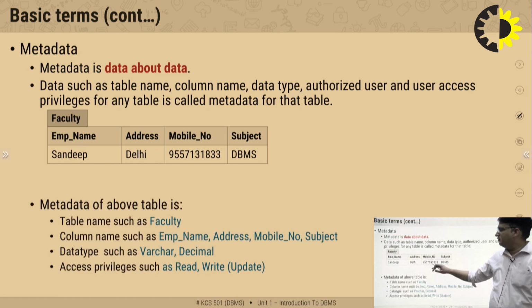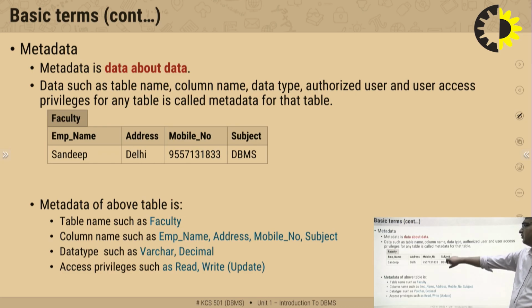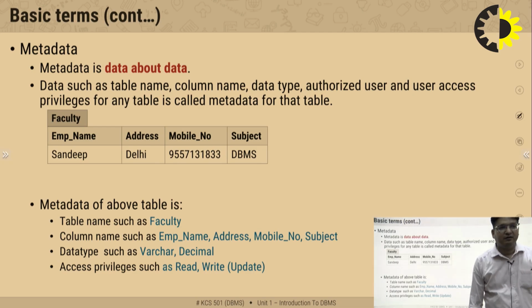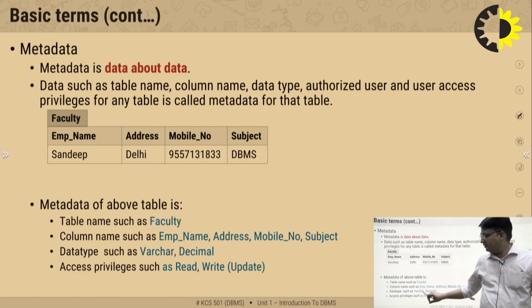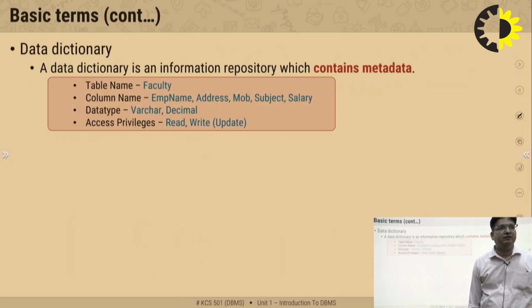So, for this particular table, what will be the metadata? The table name will be part of metadata. The columns will be part of metadata. The data types of each attribute will be part of metadata. And the access. What access can be there? Either he can read or write. So these things are part of the metadata that we need to store separately in addition to the table.